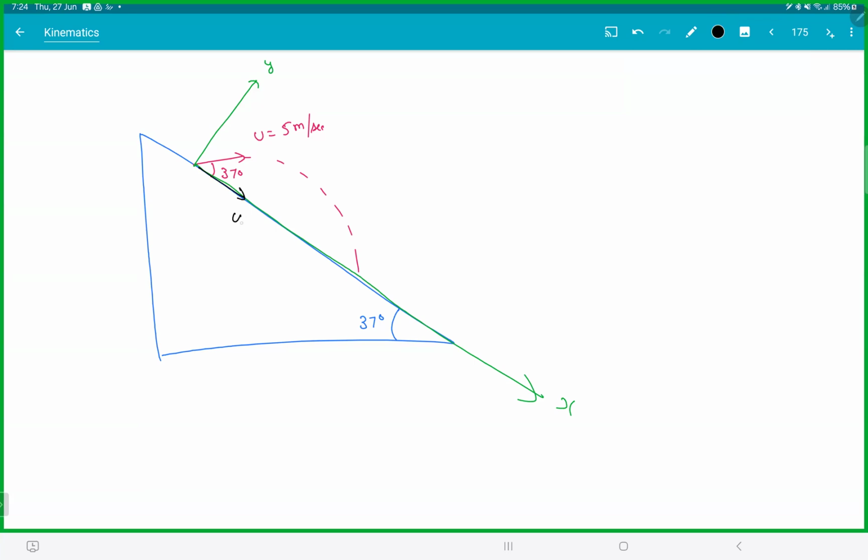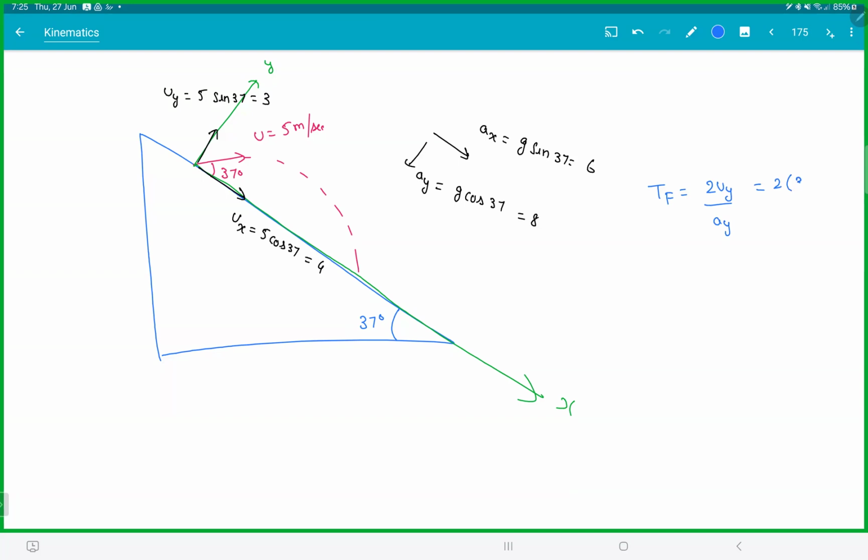So this component would be UX, which is 5 cos 37. Cos 37 is 4 by 5, so 4. This UY is 5 sine 37, that is 3. This gravity AX would be g sine alpha. g is 10 and sine 37 is 3 by 5, so this is 6. AY is g cos alpha, that is 8. Then the time of flight is 2 UY by AY, which is 2 times 3 by 8, so 3 by 4 seconds. I think the person who got 3 by 4, you wrote the time of flight.